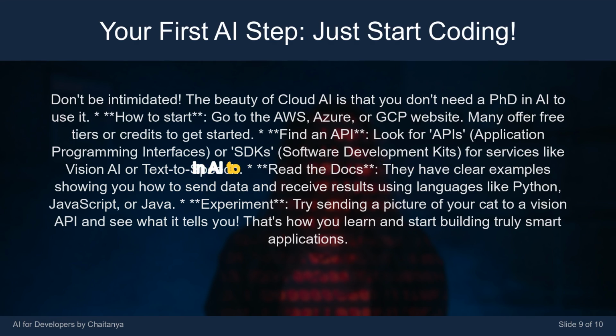How to start? Go to the AWS, Azure, or GCP website. Many offer free tiers or credits to get started. Find an API: look for APIs, application programming interfaces, or SDKs, software development kits, for services like Vision AI or text-to-speech. Read the docs. They have clear examples showing you how to send data and receive results using languages like Python, JavaScript, or Java. Experiment.